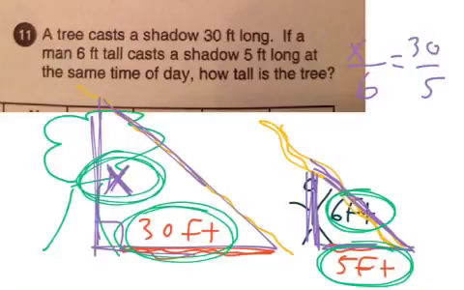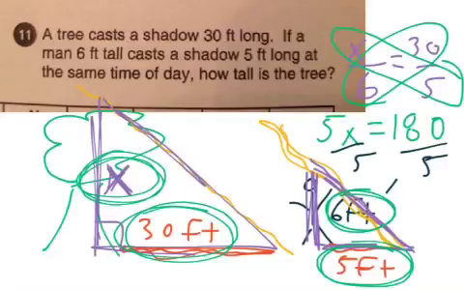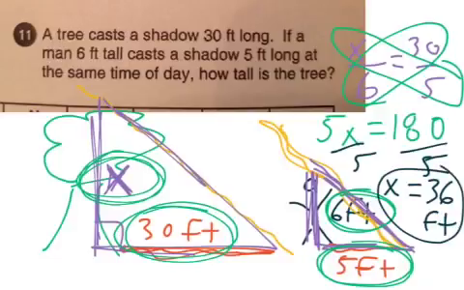Now it's just a matter of doing calculations. Hopefully you know that I'm going to do 5 times x and then 6 times 30. Now 6 times 30 is 180. Okay? And now all I have to do is divide by 5. And x comes out to be 36 feet. So now I know the tree is 36 feet tall.